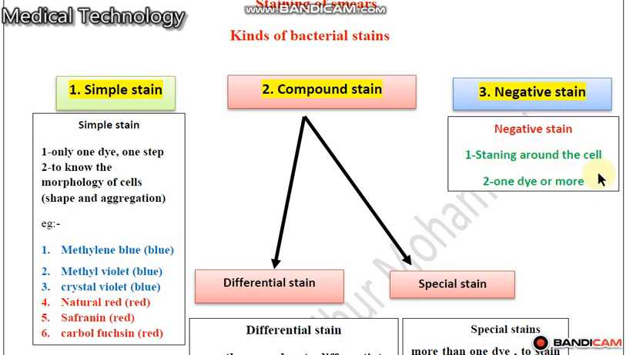Why does this negative stain only stain the area around the bacterial cell? Because the bacterial cell has a negative charge and the stain has a negative charge. So there is no attraction between them. In contrast to simple stain and compound stain.